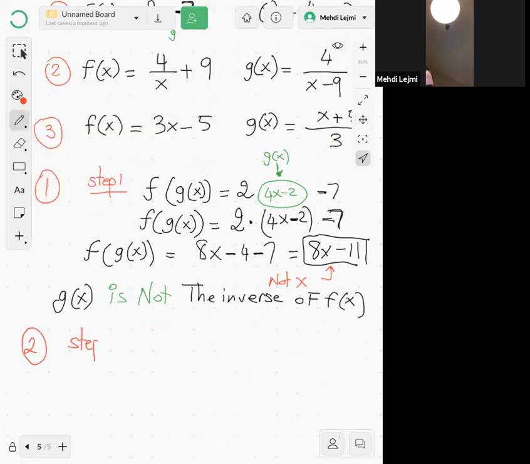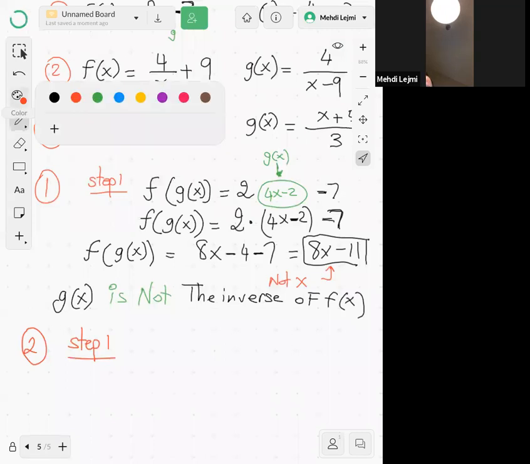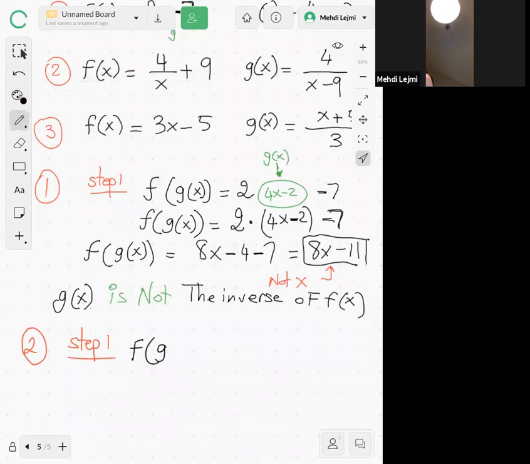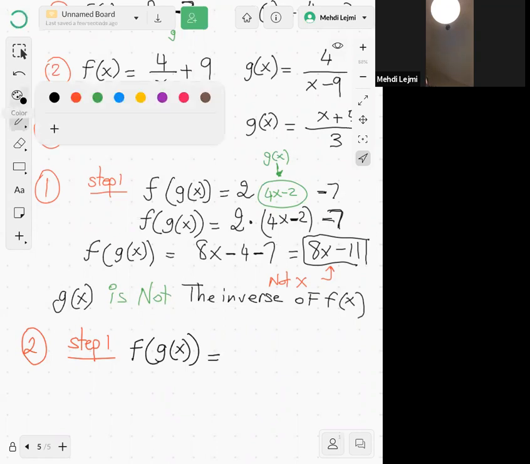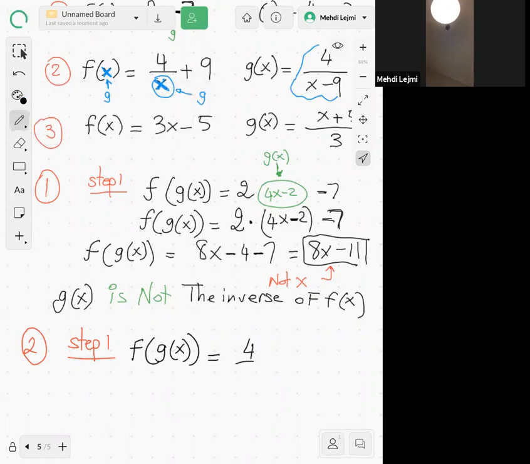So step 1, this is f of g of x. It's not f times g of x, it's really f of g of x. So we have to substitute this x, as you can see, with the g. So there's an x in here, right? So we have to substitute this x with the g. Here's my g, right? This whole thing is my g. So it's actually 4 over the g, which is 4 over x minus 9.